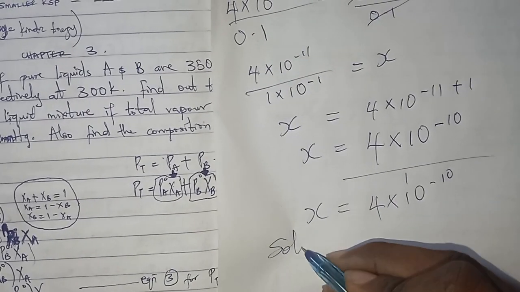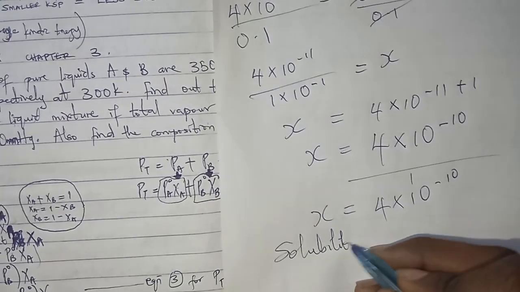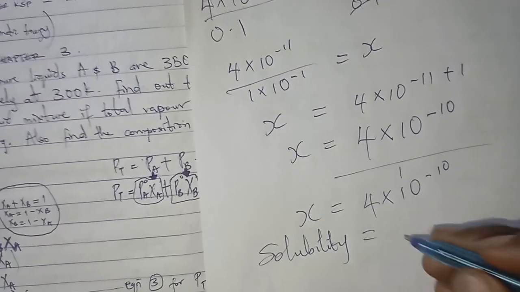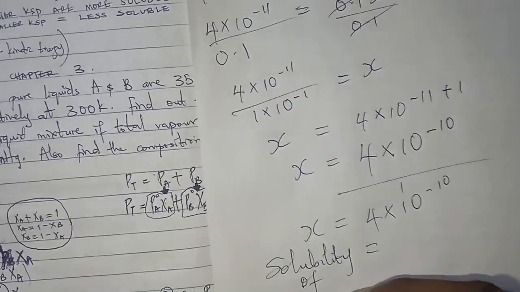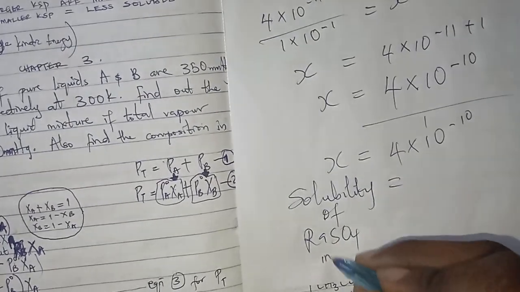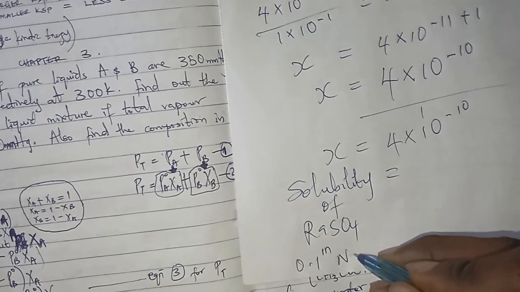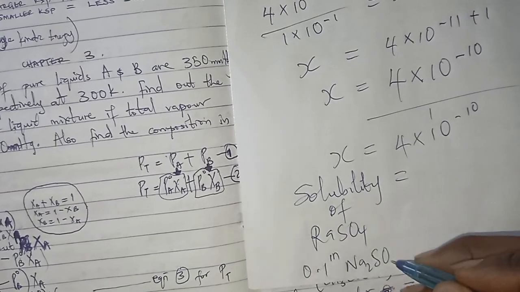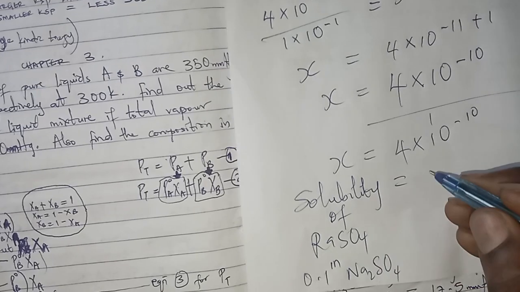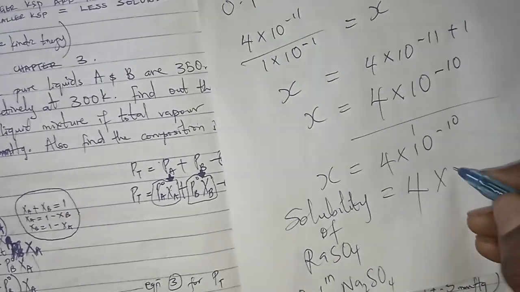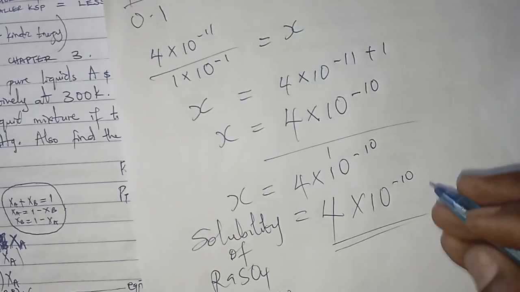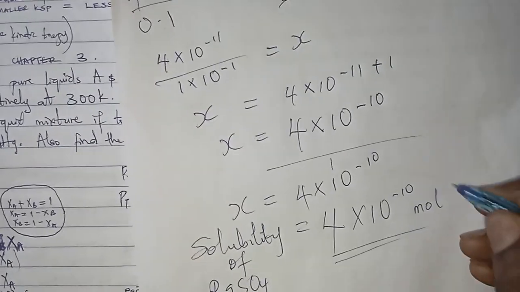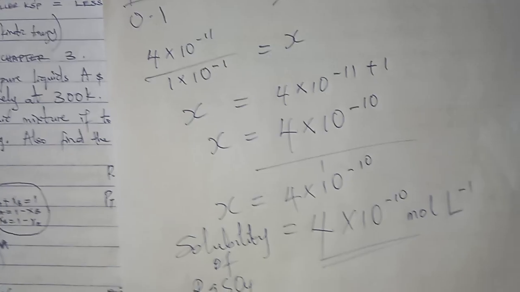So we can say that the solubility of radium sulfate, RaSO4, in 0.1 Na2SO4 will be equal to 4 times 10 raised to the power minus 10. And remember that solubility is given by the unit mole per liter. So that will be it.